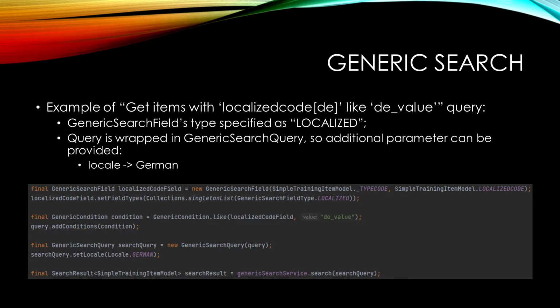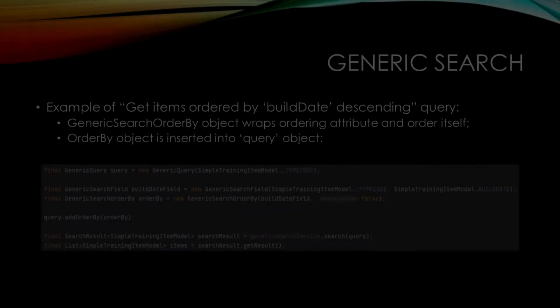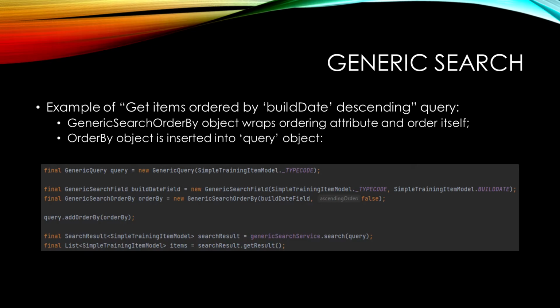In the case where your attribute is localized, your search field should be specified as localized as well. The query is wrapped in the generic search query object and a locale is provided for that wrapper. For ordering, the generic search order by object is needed. The order by is passed inside the generic query object.